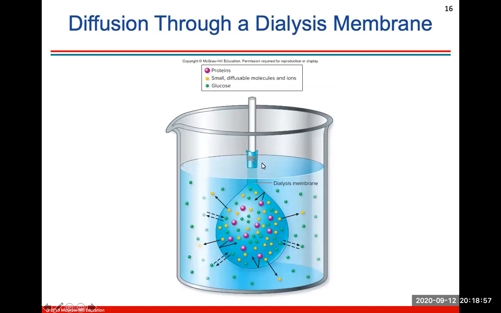So this is just an example of proteins, small diffusible molecules and ions, and glucose, and you can see them listed there. And it just shows you the direction that these molecules will travel. You can see that the proteins are too large to get through the membrane of this balloon. The small diffusible molecules and ions will leave the balloon because they'll go into an area of lower concentration. And the glucose that's in the beaker, it looks like it has about an equal concentration within the beaker solution and within the balloon, so it's going in both directions.